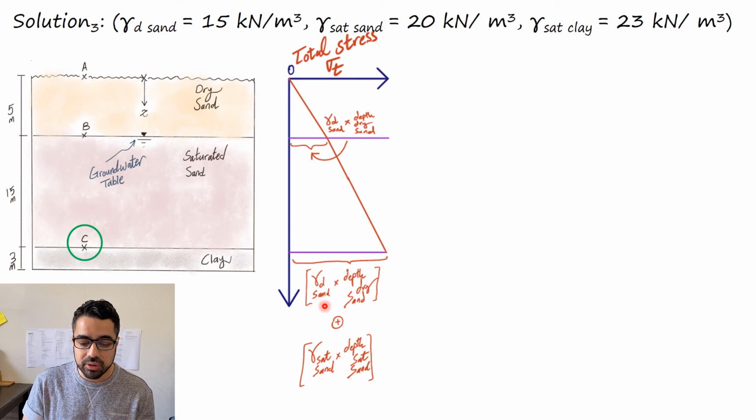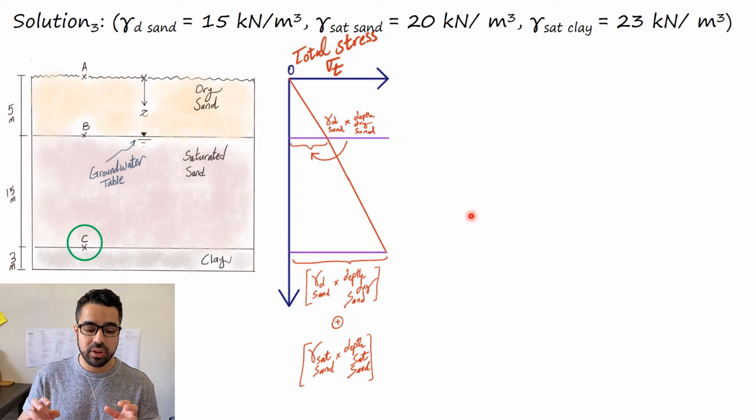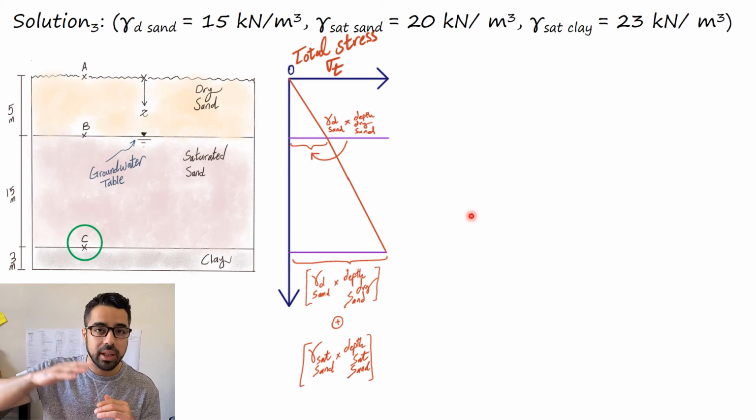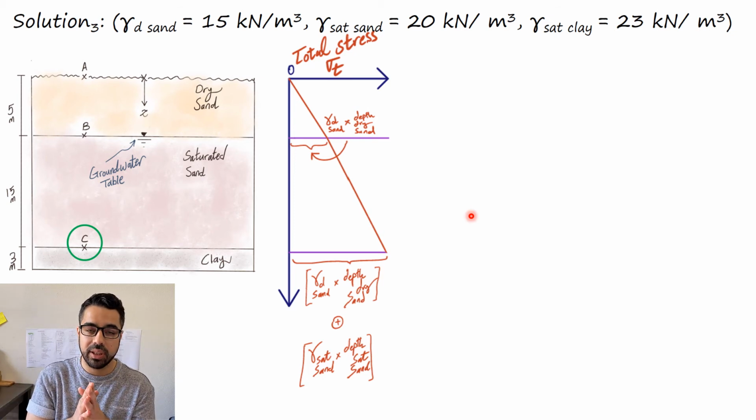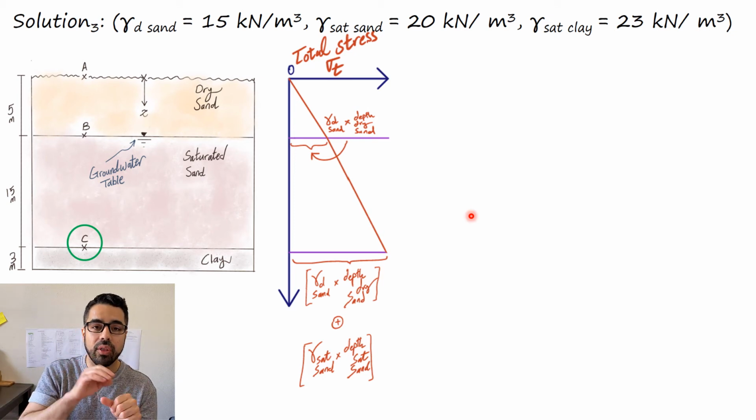We have the gamma dry for the sand because the stress is here. It's the entire thing. If you do just the gamma saturated for the sand times 15, you will find the stresses from here to here only, and this is not right. You see what I'm saying? So what I want you to notice is that it's an accumulative effect.